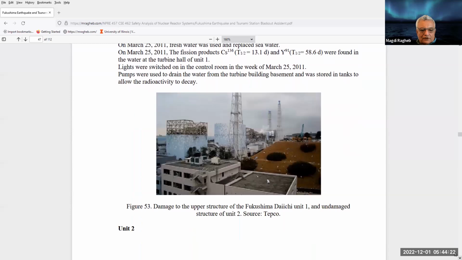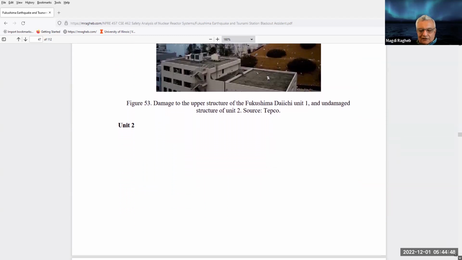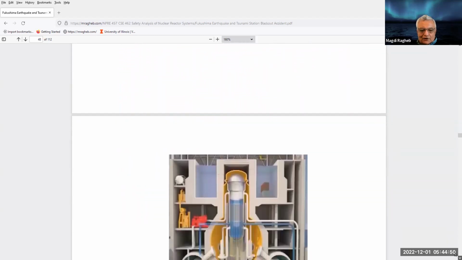I show you here the chronology of the accident, looking from the side of units 1, 2, 3, 4. Unit 2 was not very much damaged, as you could see here, but the top of unit 1 was very seriously damaged. Number 3 was very badly damaged. Unit 4 apparently had a fire, with the fuel outside the core of the plant.